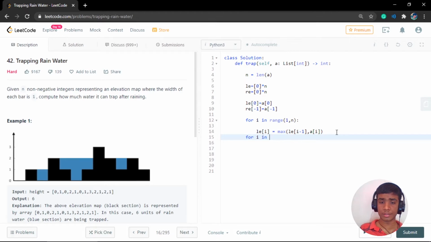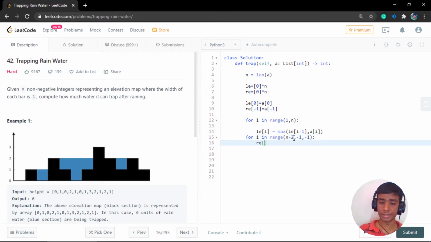For I in range, let's run a reverse loop here because we are trying to find from the right, right? So the index will be n minus 1. No, it would be n minus 2, because here we have already used up the n minus 1 index. So we have to consider the loop from n minus 2 down, with a step of minus 1. It's a simple reverse loop.